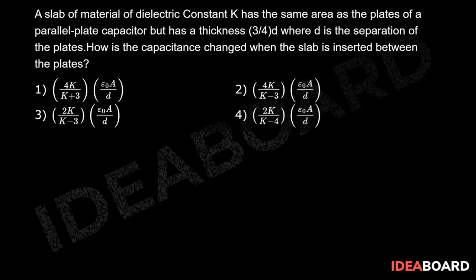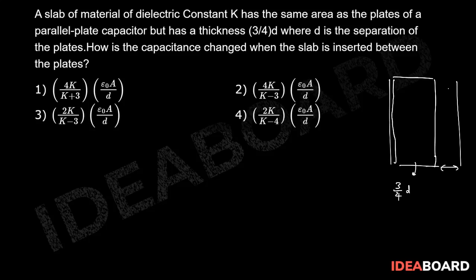Now in this question we have a situation like this: we have a parallel plate capacitor, and we inserted a dielectric of constant K like this, whose thickness is 3 by 4 D. So this region has a distance of D by 4, right? Initially we know that the parallel plate capacitor C will be epsilon naught A by D, but now in this situation this is being changed.